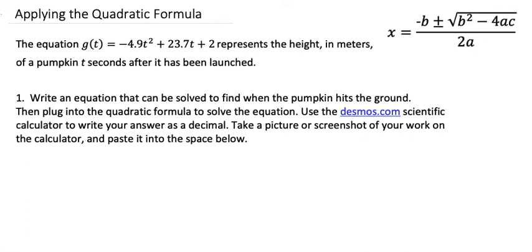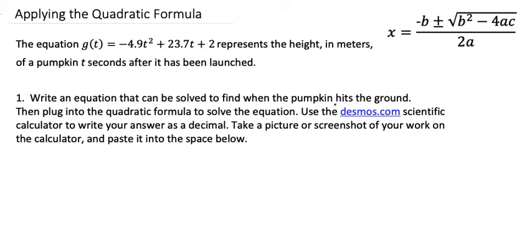In this video, we're going to apply the quadratic formula to solve a problem. This problem says the equation g of t equals negative 4.9t squared plus 23.7t plus 2 represents the height in meters of a pumpkin t seconds after it has been launched. First, we want to write an equation that can be solved to find when the pumpkin hits the ground.